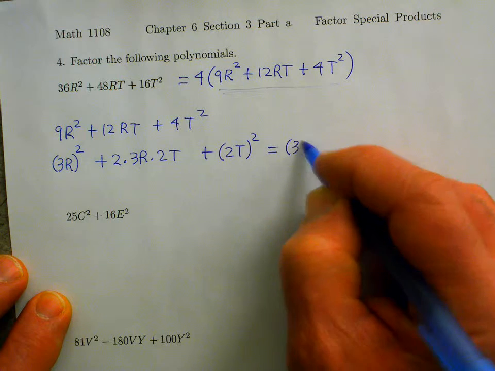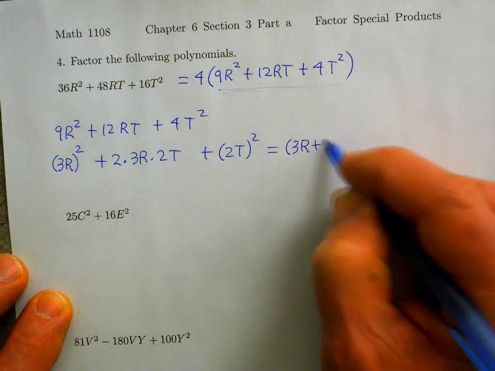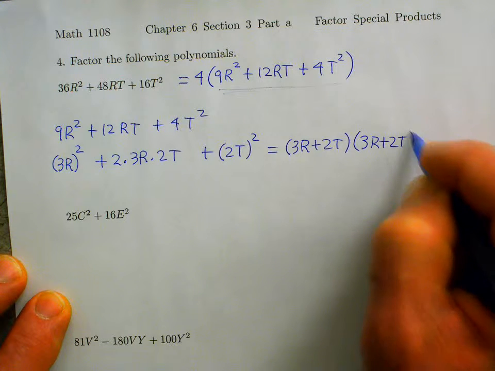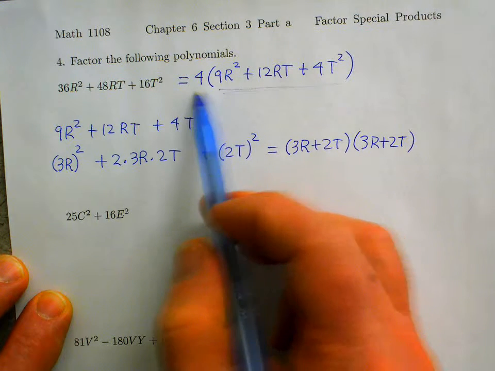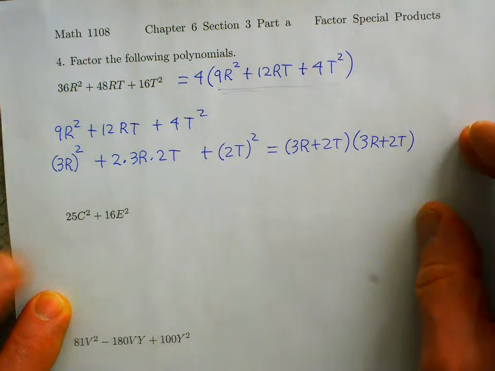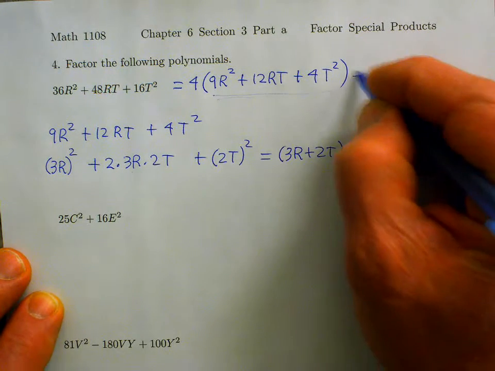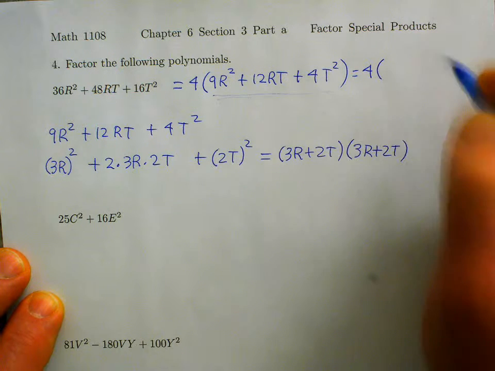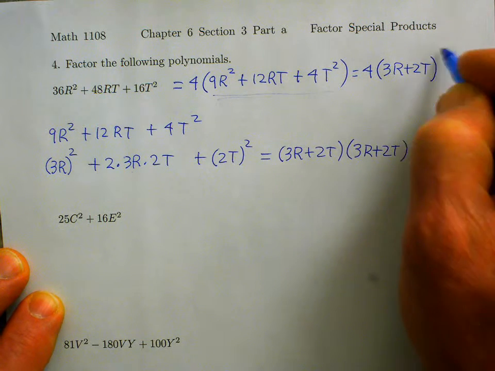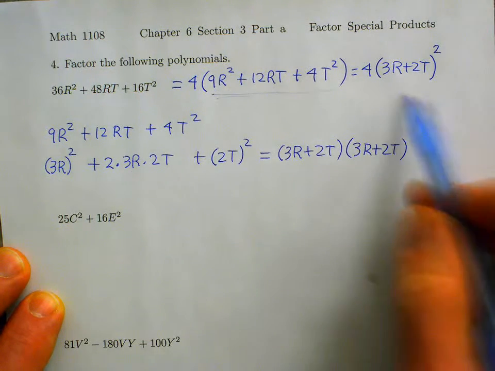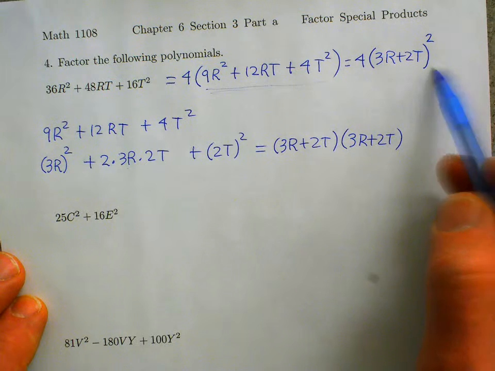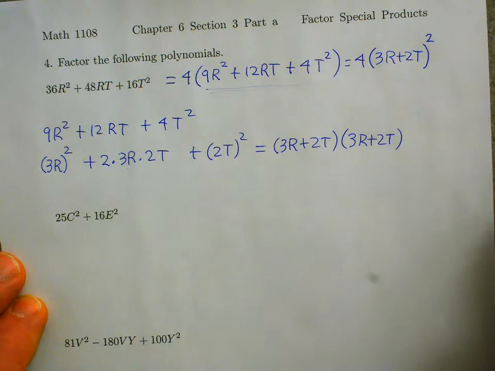So the two factors are 3r plus 2t times 3r plus 2t. And then remember where we started. We started with this, which also includes the factor 4. So our complete factorization is 4 times the binomial 3r plus 2t squared. You can write it that way. Since I am about out of room, that will save me some space.